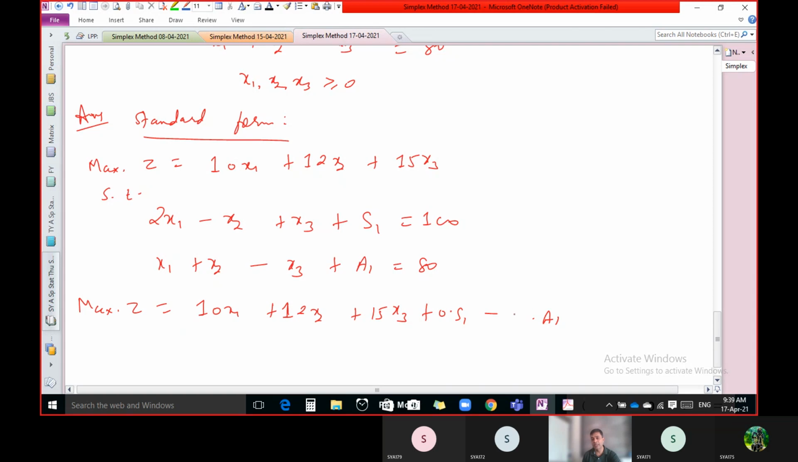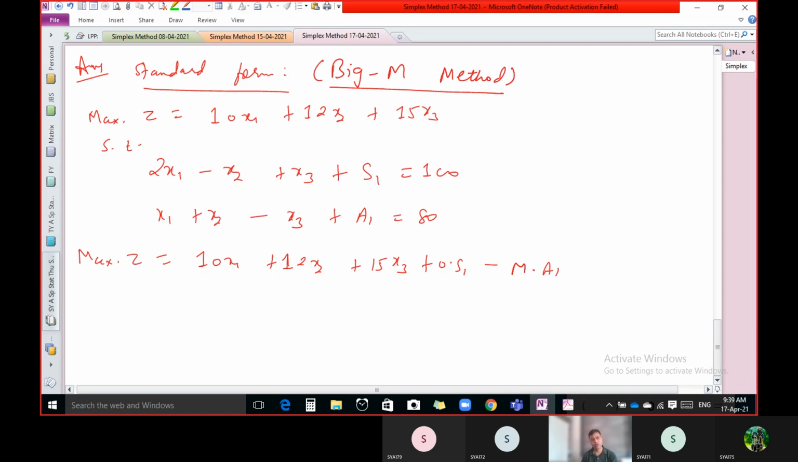But there is one symbol for minus infinite. That symbol is denoted by M. So this method is also known as the Big M method. It is a part of the simplex method only, but this particular one in which an artificial variable is there is known as the Big M method. Here M is a very big value like infinite. Just consider M is a very big value and the remaining steps are all the same. And here you have to write x1, x2, x3, s1 and a1 greater than or equal to 0.